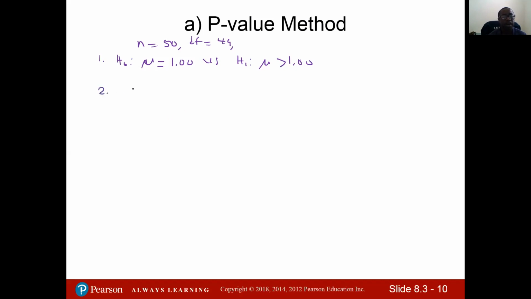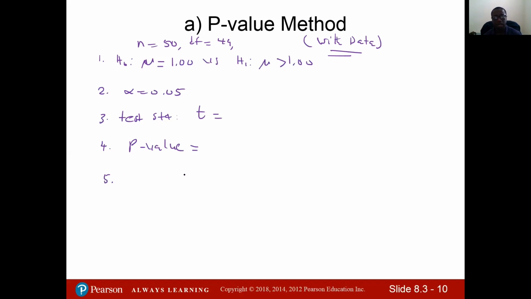Now, what is my alpha? Alpha is 0.05. What's my test statistic? Notice that this is with the data. If I'm using StatCrunch, it's very important to know that. We'll figure out the test statistic, t equal to something, and then the p-value we'll get from StatCrunch, and then we'll decide in step 5. So let's go to the homework.